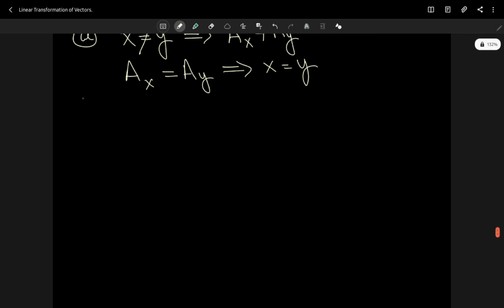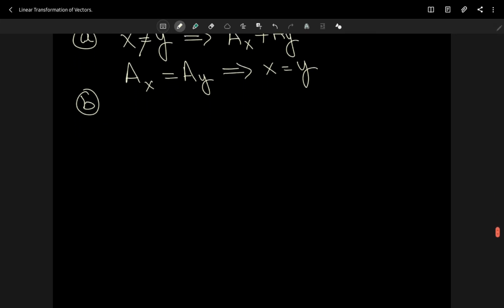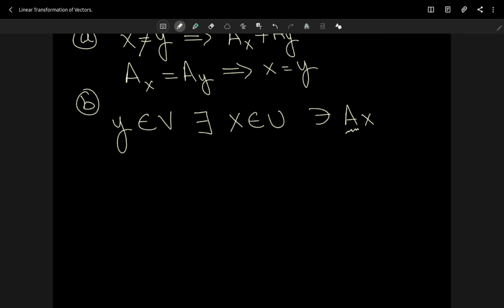Okay, so then let's talk about the other property that has to be true, and which would imply that this A inverse exists, and that is that for every y that belongs to the vector space V, there exists x that belongs to some vector space U, such that A x, when this transformation acts on some vector x, it gives you vector y back.